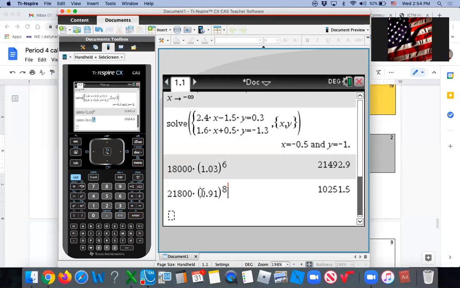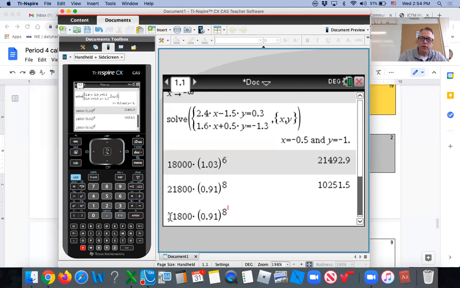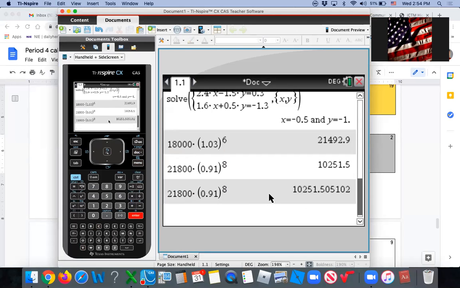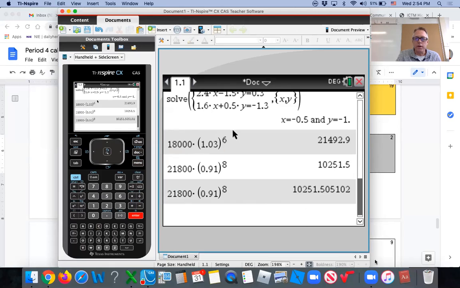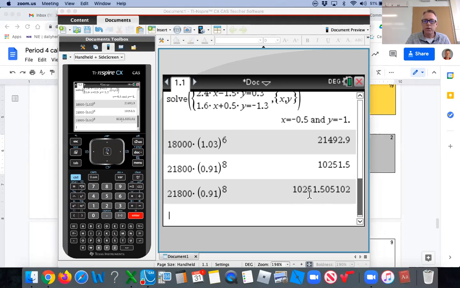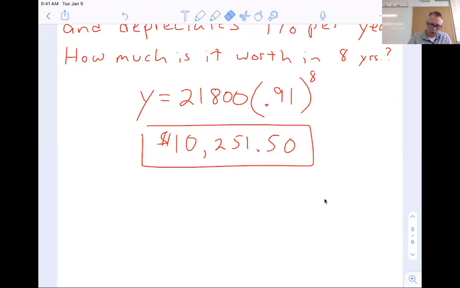Oh, Mr. Connor, how did you get the 0.91? Yeah, so what I did was I took, Sam, let me come back to yours in just a second, because I just did the same thing on my calculator, and you are absolutely correct. We should round that up. So it is 10,251 and then 0.51 because it's 0.505. So thank you very much for catching that. That was a setting on my calculator that was set incorrectly. All right, so that is going to be 51 cents.